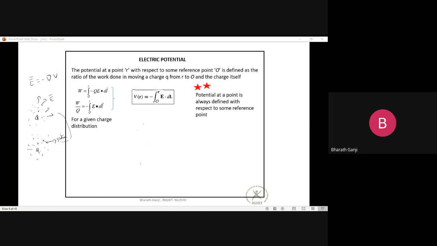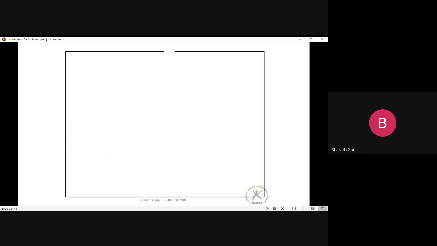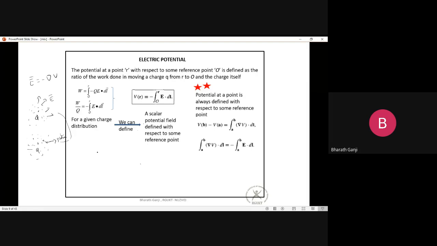All right, so now we know the definition of potential. For any given charge distribution, we can define a scalar field with respect to some reference point. And if you ask me what is the potential difference between any 2 points, how do we calculate the potential difference between any 2 points? V of R is simply the potential difference between A and B, the integral of E bar dot dl bar. That is the difference between the points A and B.